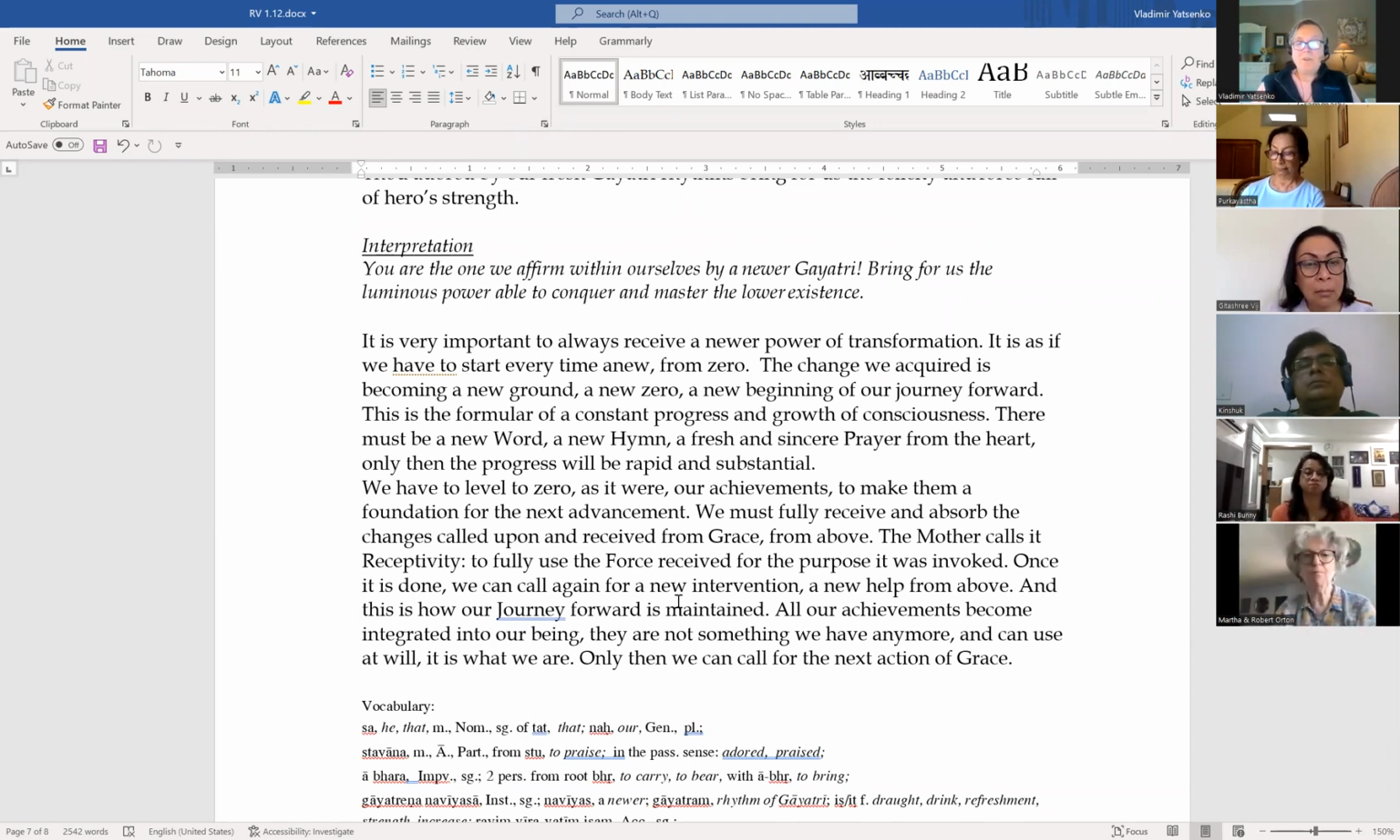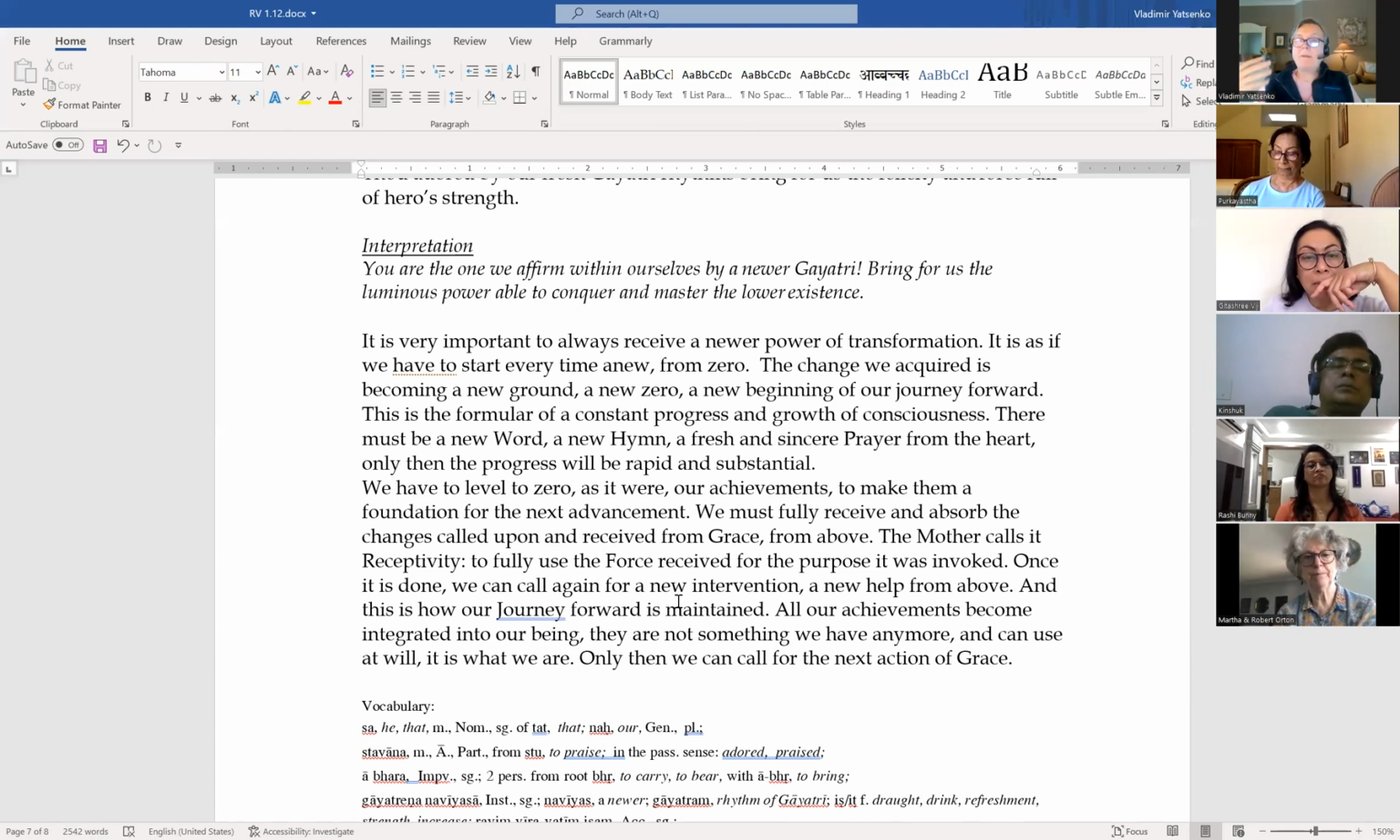It is very important to always receive a newer power of transformation. It is as if we have to start every time anew from zero. The change we acquired is becoming a new ground, as it were, a new zero, new beginning of our journey forward. This is the formula of a constant progress and growth of consciousness. There must be a new word, a new hymn, a fresh and sincere prayer from the heart. Only then the progress will be rapid and substantial.